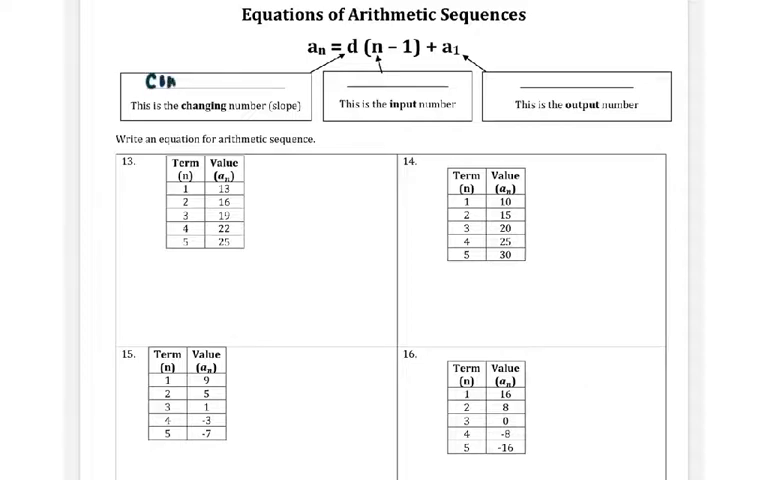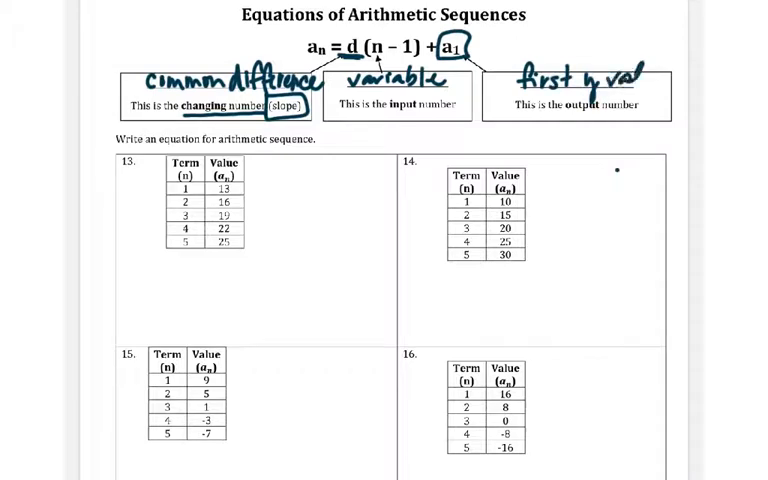We start by finding our common difference. So we just said the common difference is the number that we are adding or subtracting by. So that's the number it's changing by, which we call the slope. We've talked about slope before. The slope is how much it's changing. So this number right here, that's going to go in front, is the common difference. Then we have the letter n, which is our input. We call that the variable. It's usually an x, but in this one it's an n, which will make sense in a minute, I promise. And then it wants you to take your first a value. So a1 is just your first y value.